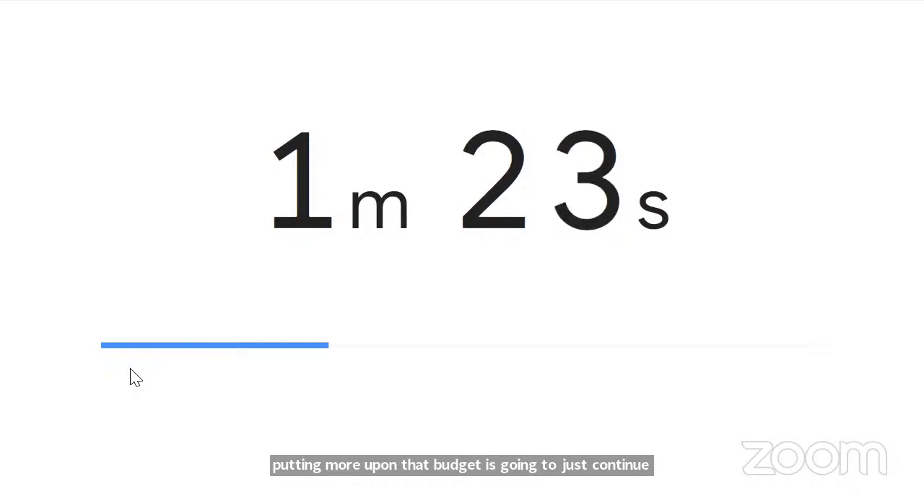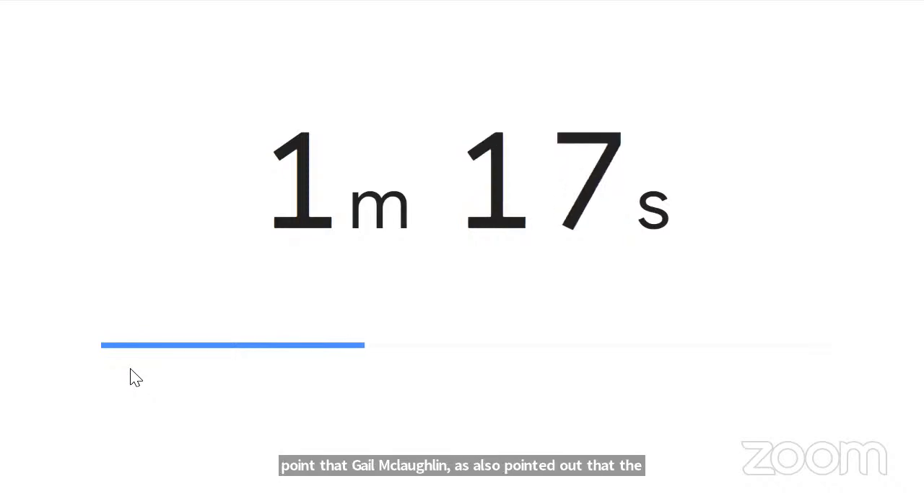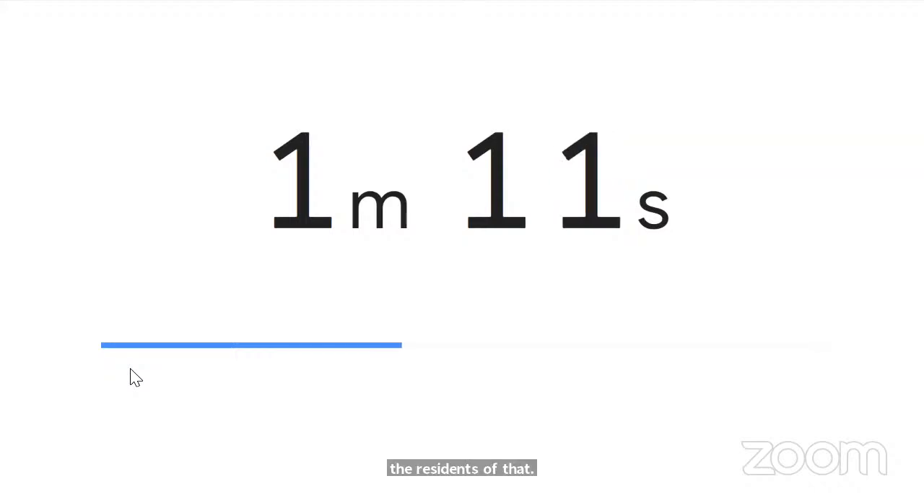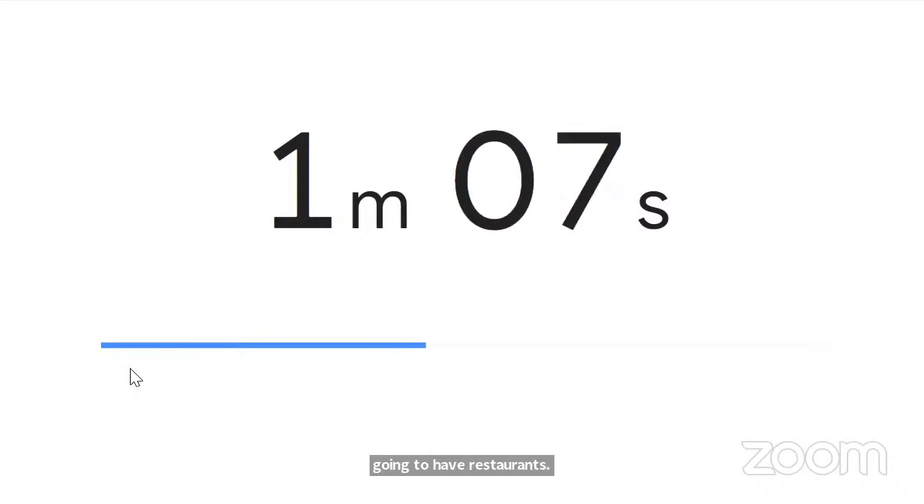And I want to make a point that Gail McLaughlin has also pointed out, that the remote nature of this is not going to be able to serve the residents of that. They're not going to have a grocery store. They're not going to have restaurants. They're not going to have access to a lot of things that people want when they're buying a house.